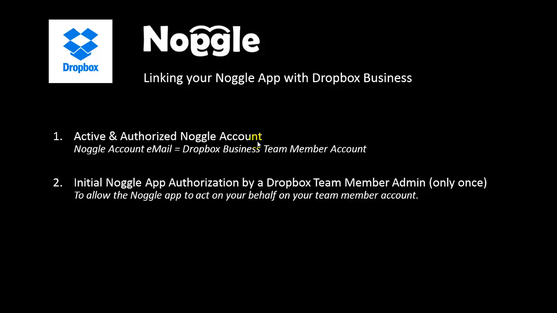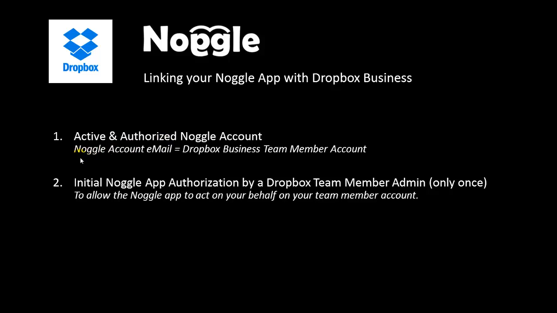This ensures that we have identified you personally and linked yourself with your email account. So this makes sure that we have a valid email which is linked to you personally. This has been done as you have registered a Noggle account. And this Noggle account email will be used later on to access your Dropbox Business team member account. So the Noggle application will act as the authorized email given while Noggle registration.